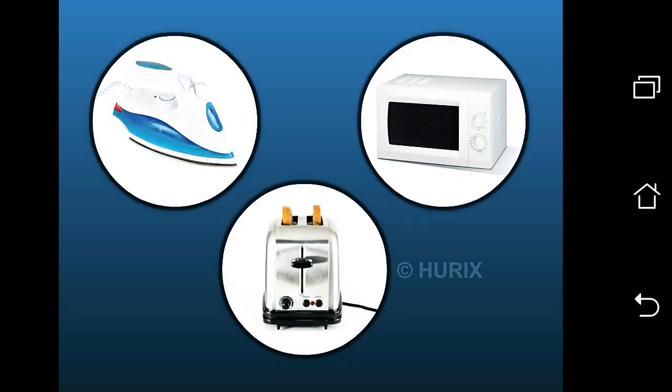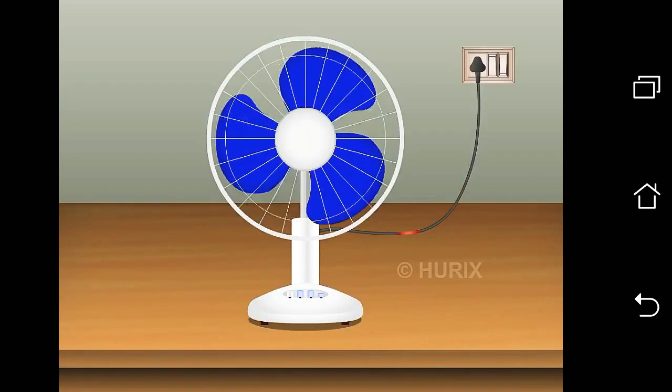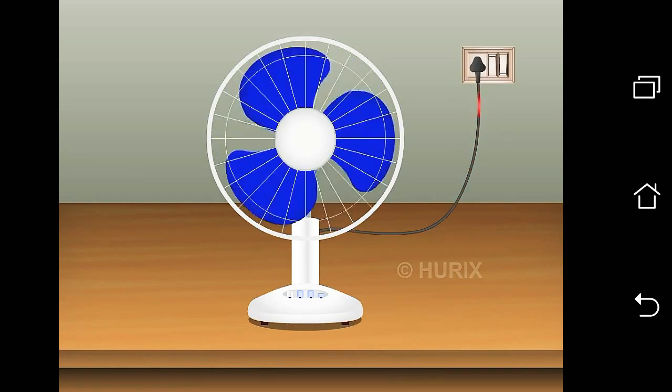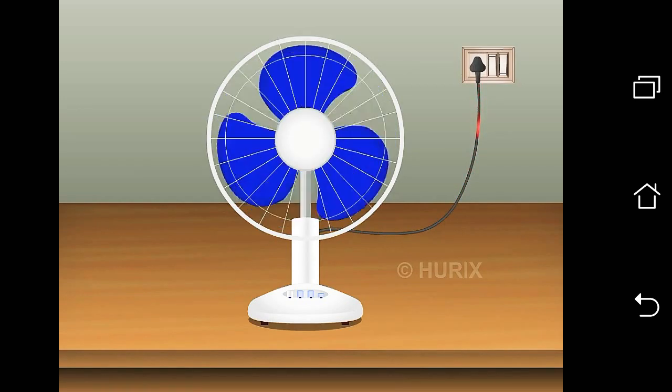There are some devices that depend on a larger part of electric energy. In the case of an electric fan, a large form of electrical energy is used to do work as the fan blades keep rotating.